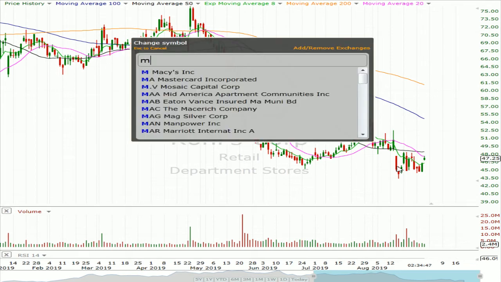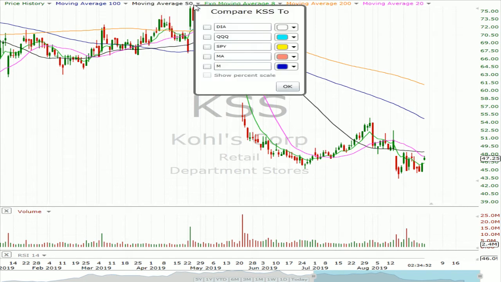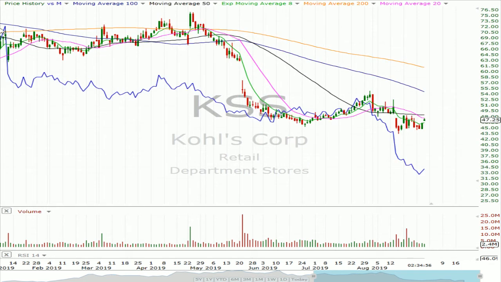But what you'll notice is that Kohl's and Macy's are pretty highly correlated. They tend to move with one another, which you can see here. I mean, just brick and mortar. This is one of those classic areas where people that follow the space already know that they move together. But even if you didn't, you can pull up a correlation calculator. Buyupside.com has a free one if you guys want to check that out. But Kohl's was very highly correlated to Macy's.